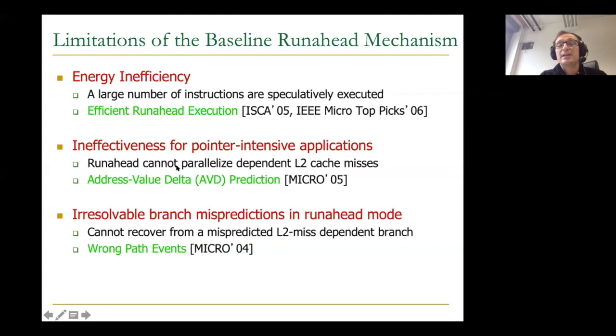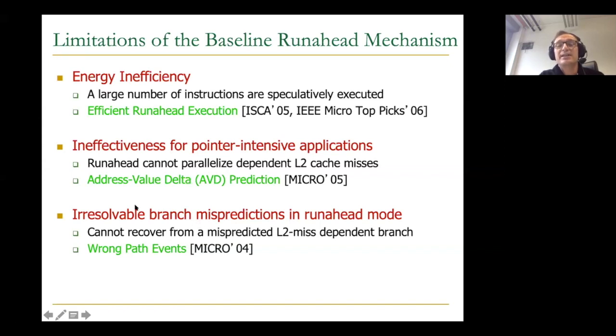The second part is it's ineffective for pointer-intensive applications because you cannot parallelize dependent cache misses, clearly, because if a cache miss is dependent on an L2 cache miss, then you get an invalid value as input to the second cache miss, and you cannot even see the address of it, right? And you can predict the first cache miss's value to solve this. And this idea actually works in many cases, as we will discuss very briefly.